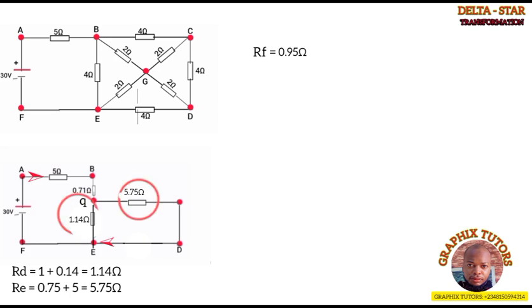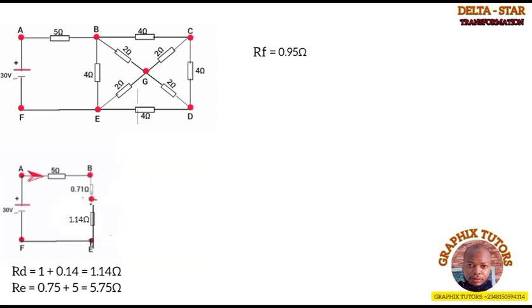Now what do you notice? These two resistors in parallel have become 0.95. So we'll now arrange them in this manner. So 5 is now connected in series with 0.71 and 0.95. So you add the three of them together. So my R equivalent will now give us 6.67 ohms.